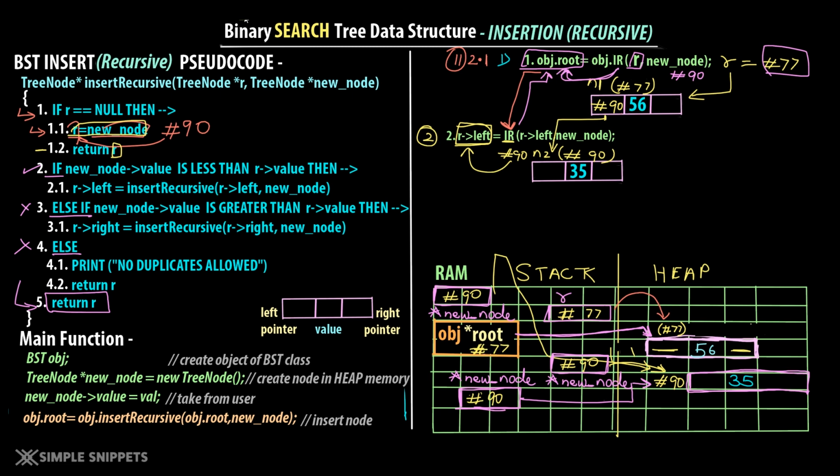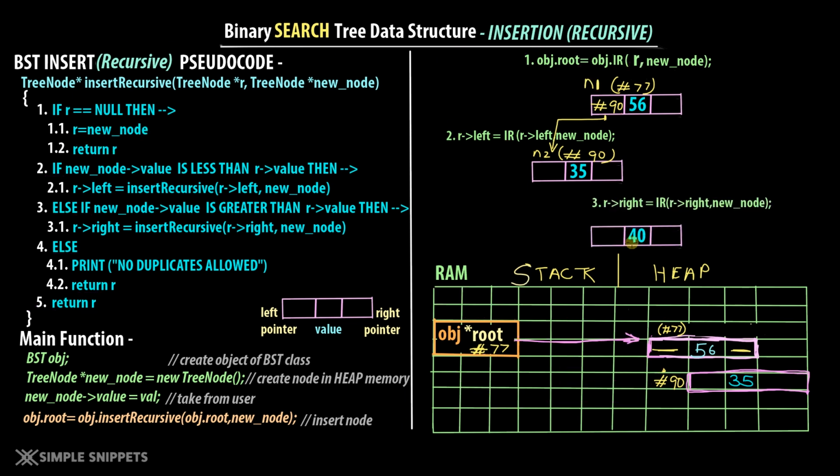Alright. So far what we've done is we've inserted 2 nodes, and let's try to insert one more node for better understanding. Let's say you want to insert the value 40. So you've created one more node in the heap memory. Let's say the value is 40, and the address that it is created at is hash 12. You can see this is the node over here. We still have to do the insertion. So 40 you have to insert or attach in this binary search tree structure.